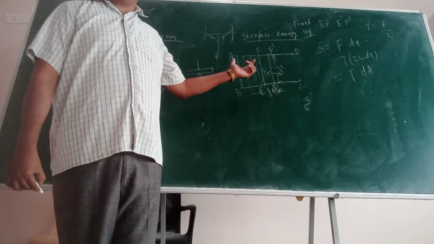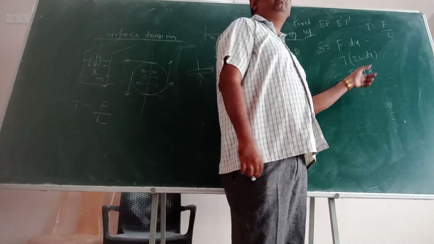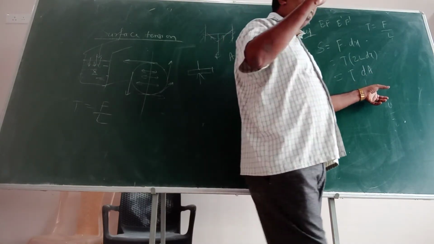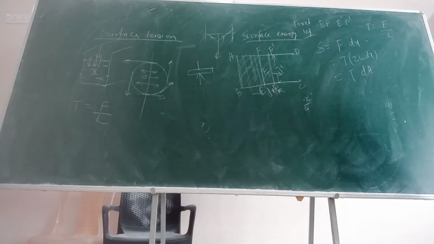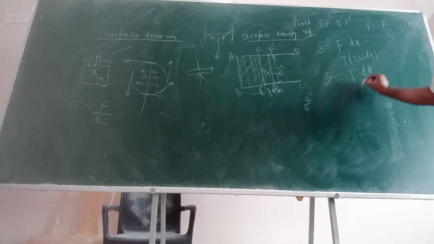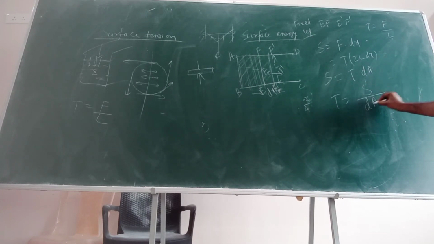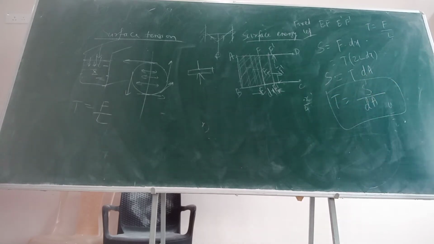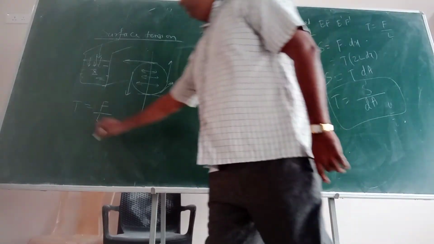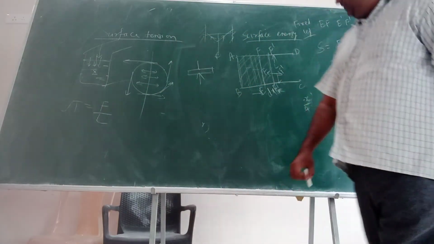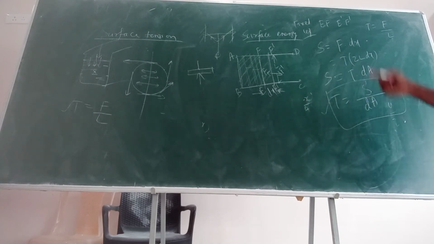So surface energy S is equal to surface tension multiplied by the change in area. It is not area, it is change in area. Clear? So this is a very important definition. You can also define surface tension as the surface energy of the film divided by the change in area. This is another definition of surface tension. Okay? So this is also a very important point. Write this down. You have to remember two formulas now. One is the basic definition of surface tension and this is the definition of surface energy in terms of surface tension.